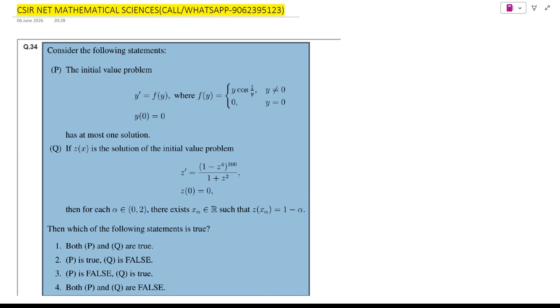Today we shall solve a very beautiful CSIR NET Mathematical Sciences problem from the ordinary differential equations, that is the ODE. Now, before solving, remember one important thing about the CSIR NET.